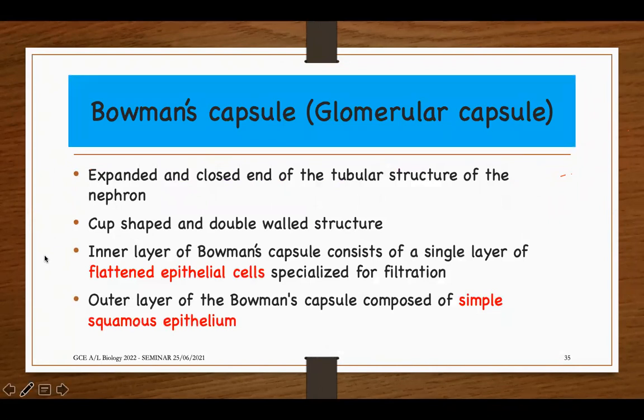Now, Bowman's capsule. It's also called the glomerular capsule because it surrounds the glomerulus. It's like a capsule. You know, capsules surround something, right? So it's like a capsule surrounding the glomerulus. We call it the Bowman's capsule, probably the name of the person who found it, or the glomerular capsule. It is the expanded and closed end of the tubular structure of the nephron. So the glomerular capsule is the expanded and closed end of the tubule of the nephron.